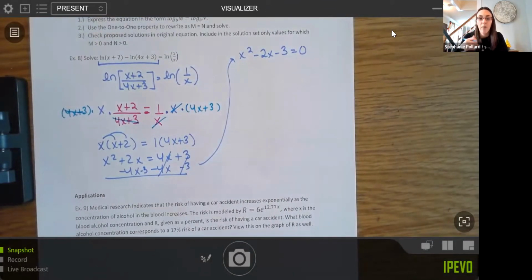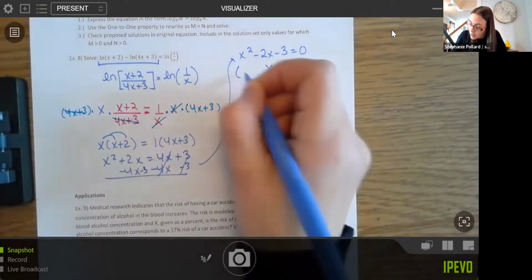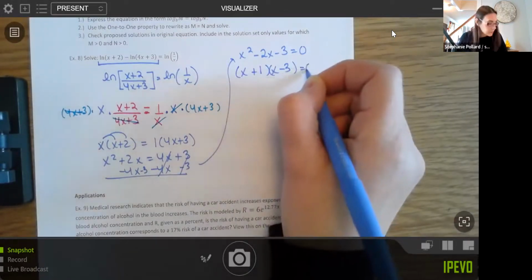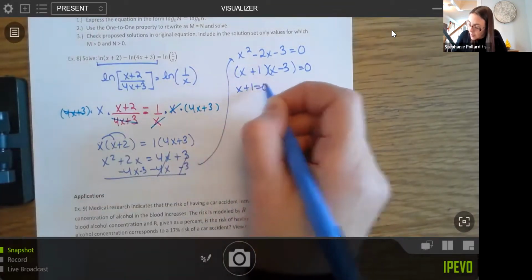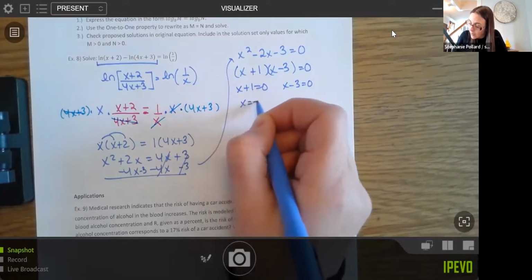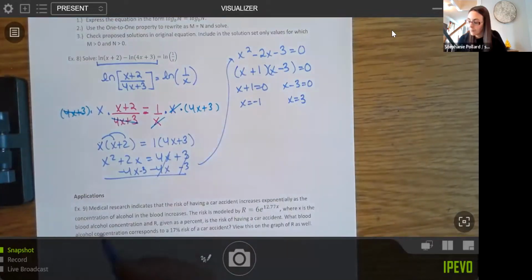So I can either solve by factoring, or I could also use the quadratic formula here. This is factorable, so I'm going to go ahead and do that. And I'm going to have two answers here. So I have x plus 1 equals 0 and x minus 3 equals 0. Here I subtract 1 from both sides. Here I add 3 to both sides, and I have my two solutions.